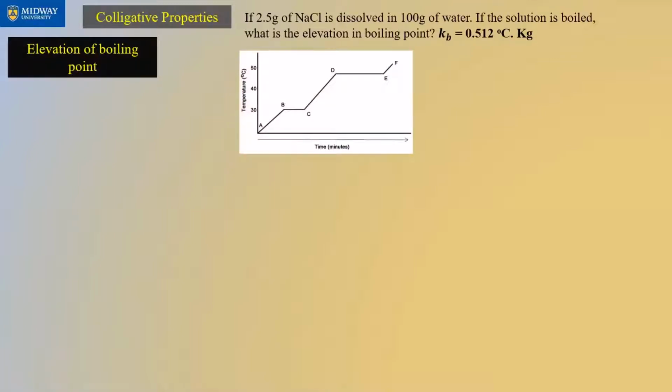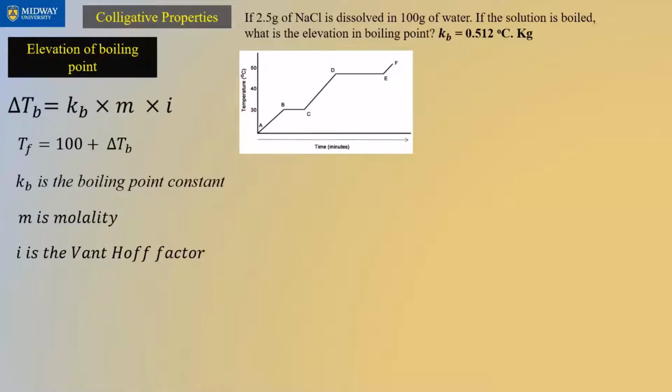All right. If 2.5 grams of sodium chloride is dissolved in 100 grams of water, and the solution is boiled, what is the elevation in boiling point? And Kb is given, and here are all the equations. You do not have to remember the equation. It's actually asking for Tf, okay? It's asking for this value. What's the boiling point? Actually, elevation of boiling point is just delta Tb. What is the actual boiling point is Tf.